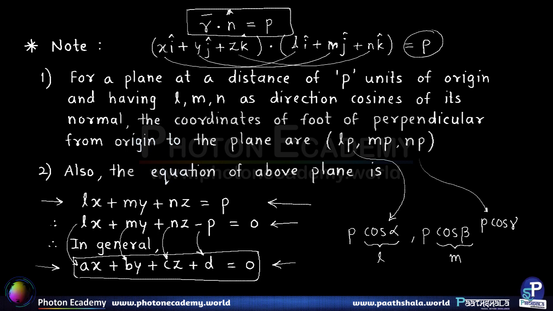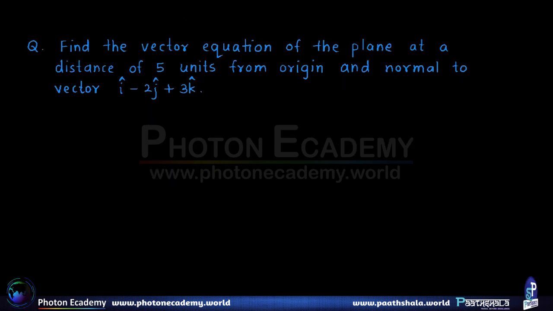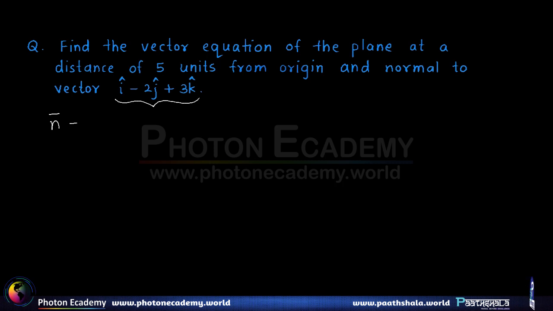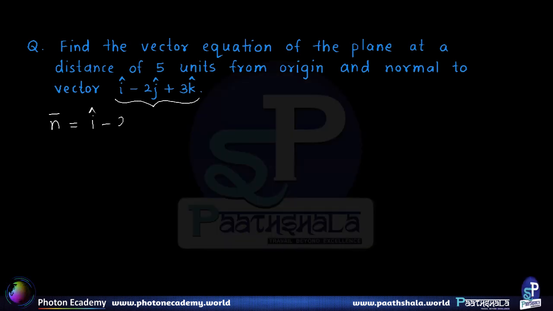Let's go ahead and solve one example based on this concept. Find the vector equation of the plane at a distance of 5 units from origin and normal to the vector i cap minus 2j cap plus 3k cap. Alright, so here writing in symbols, we have been given n bar. Now you see it is not a unit vector yet, because clearly 1, minus 2 and 3 are not the direction cosines. So what we have been given is simply a vector which is normal to the plane, but it's not a unit normal vector. Right? So let us still write it i minus 2j plus 3k. Right. We have been given the distance is 5 units.